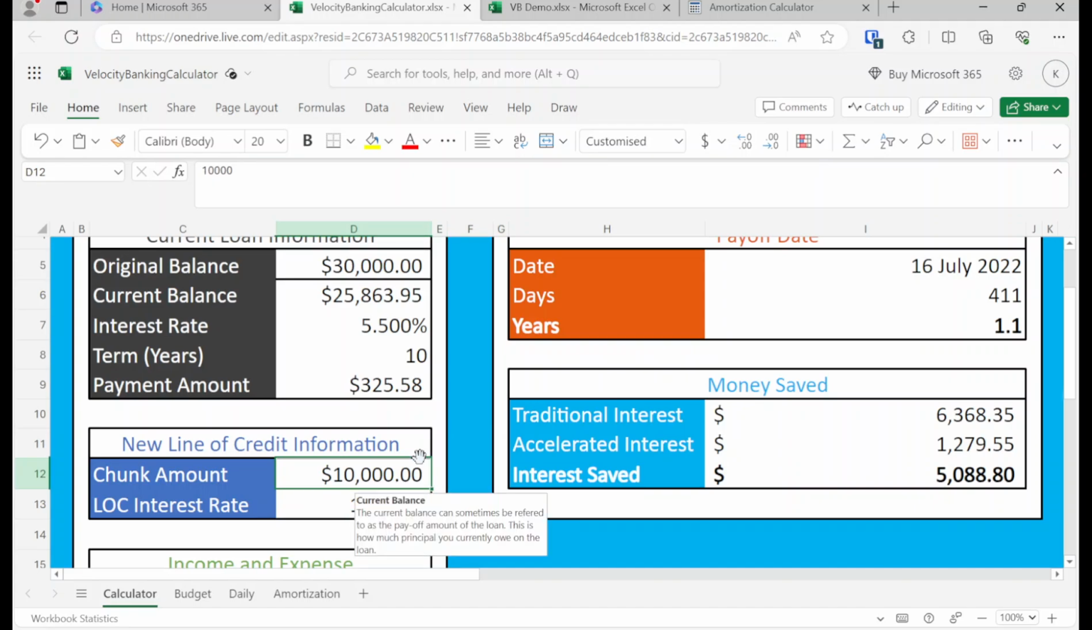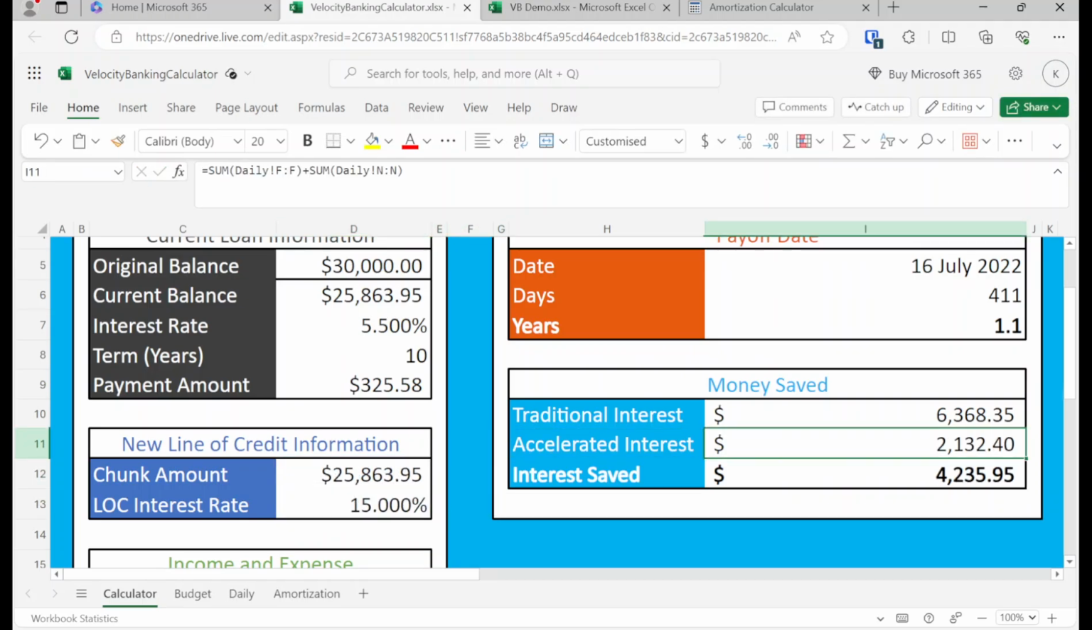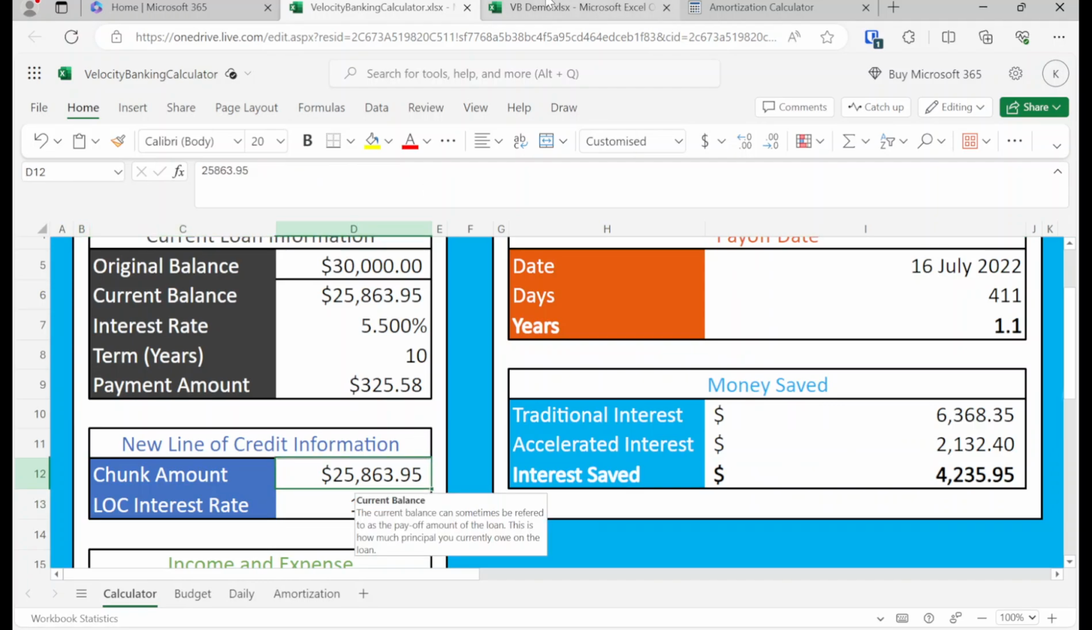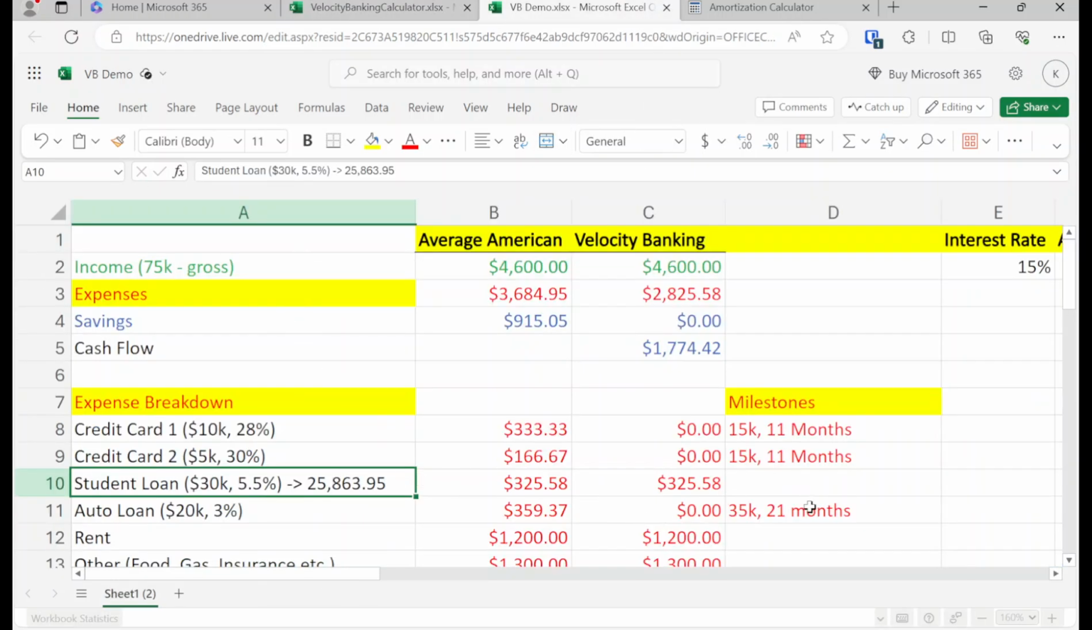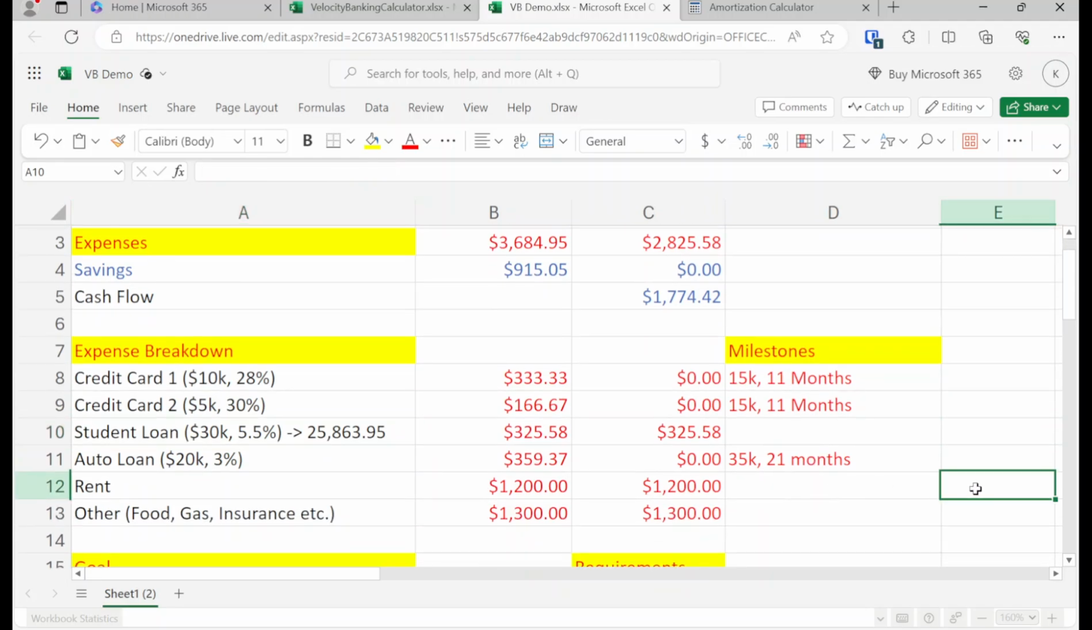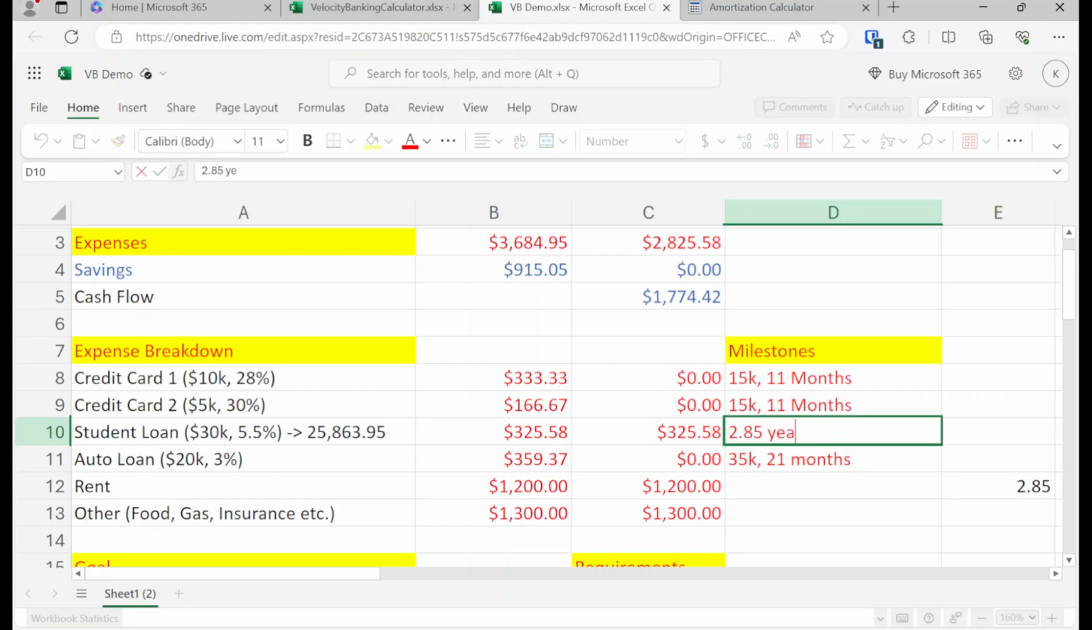But when you put the whole entire thing, 25,863.95, you see this kind of doubles, right? So you do pay it off quicker, but it doubles, and my point is you don't need to put the whole entire thing into the line of credit. So let's go back here. We'll say $5,000 chunks. So 1.1 years, and I'll just say 35 months. What's 1.1 years in terms of months? Or I can just do 21 divided by 12 plus 1.1. And now this is going to be 2.85 years.